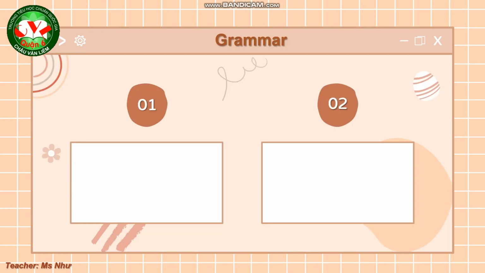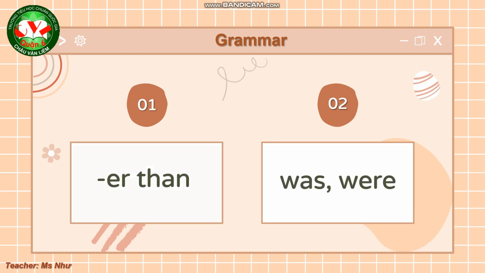We just finished reviewing the words. Now we move to the grammar. In the lesson today, you have to remember these 2 grammar points. Number 1 is than, and number 2 is was and were. First, we will go with number 1, than.